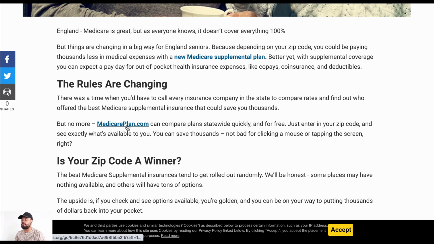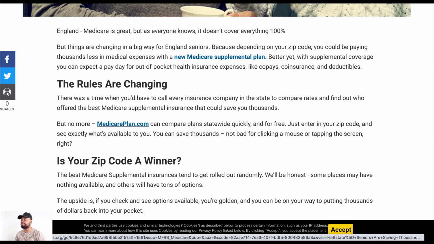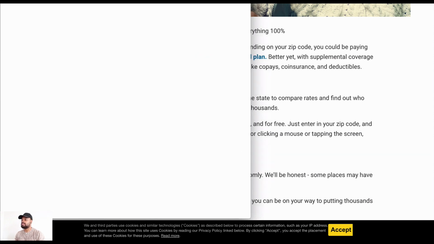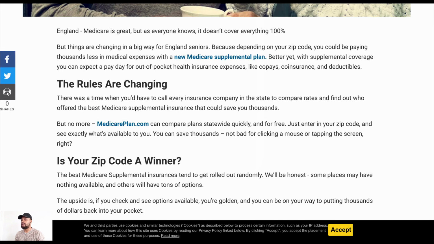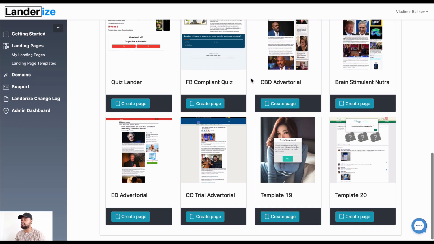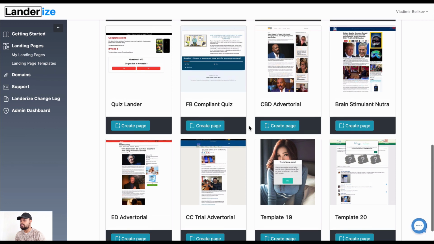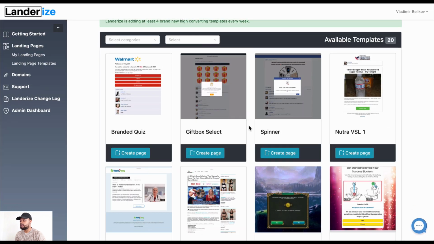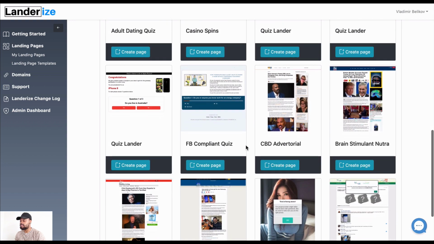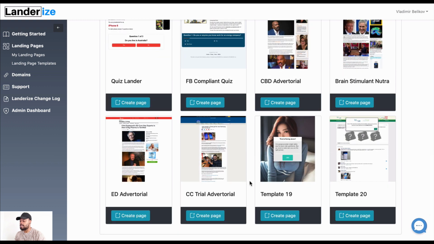So this is the offer, medicareplan.com. If I click on that, that's medicareplan.com. And essentially, when I'm here, if I open up Landerize, I'd head into Landerize and look at what's a potential flow that's similar to this one. So I'd look through, just start at the top. Okay, none of those. This is a neutral advertorial, none of those. These are potentials, and I'll say potentially this one or this one.